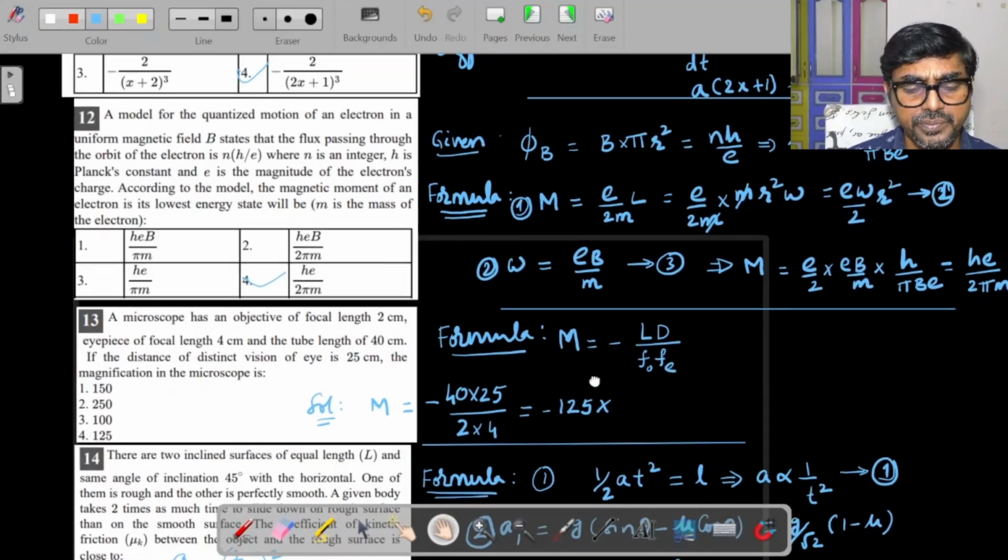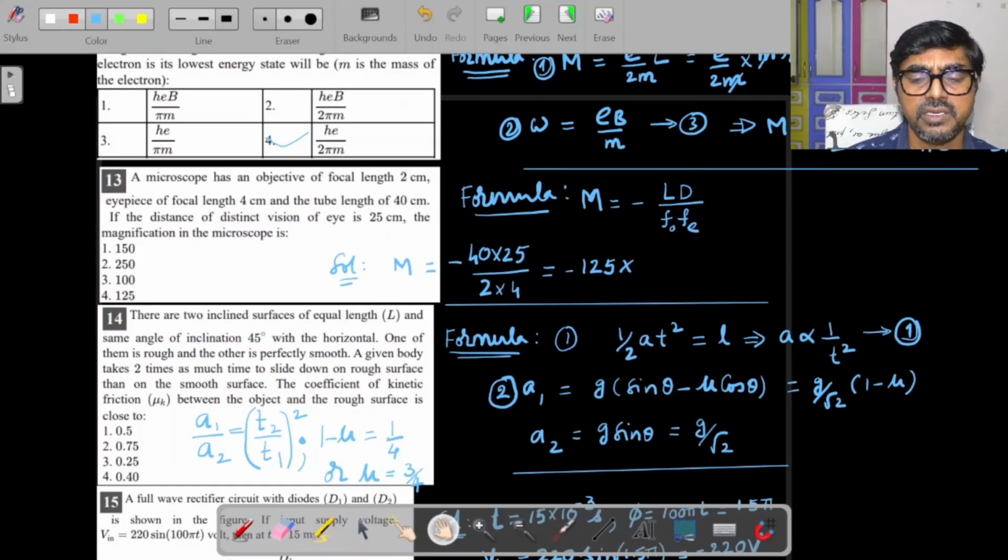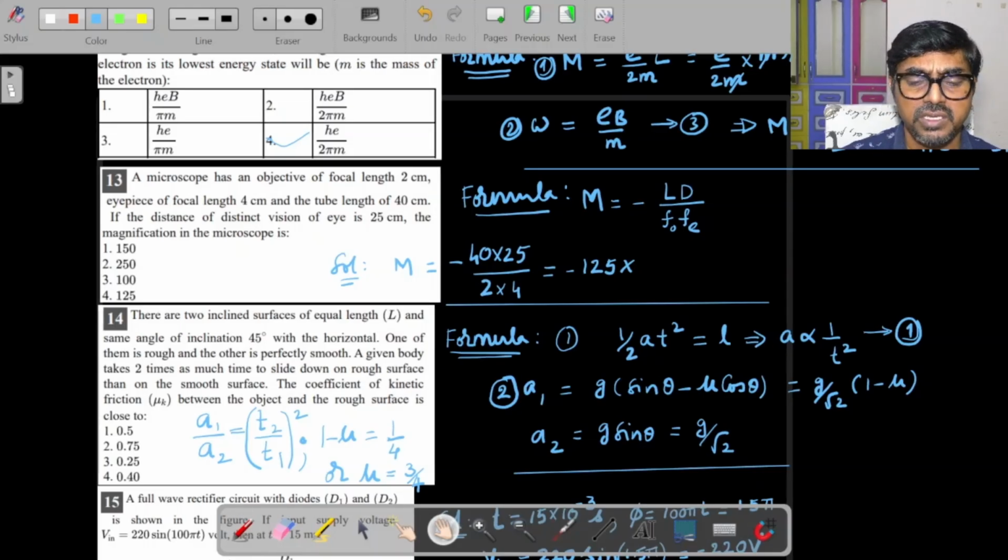Okay, let's go on. 13th, a microscope has an objective of focal length 2 centimeters, eyepiece of focal length 4 centimeters, and the tube length is 40 centimeters. I think it is a straight formula, there is nothing much to discuss there. If the least distance of distinct vision is also given, 25 centimeters, the magnification of the microscope is m equal to, you will get minus there because the final image in a regular compound microscope is inverted. They didn't give that minus, that means they are considering magnitude only. So magnifying power is what? Theta by theta naught, that's the definition. If you substitute there, you will get minus L into D by fo fe for the relaxed position.